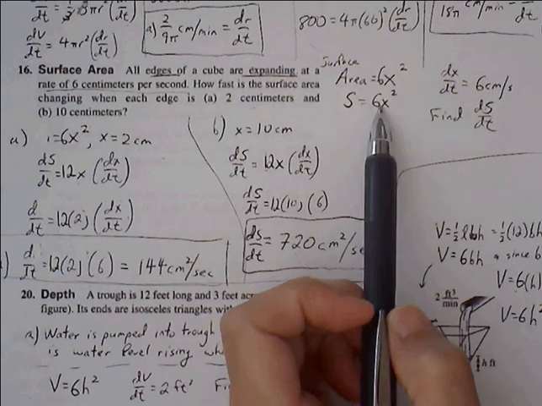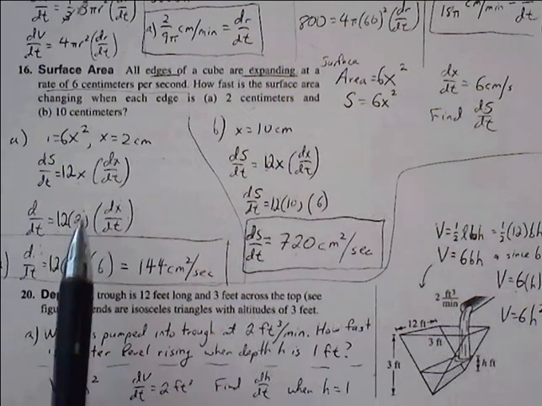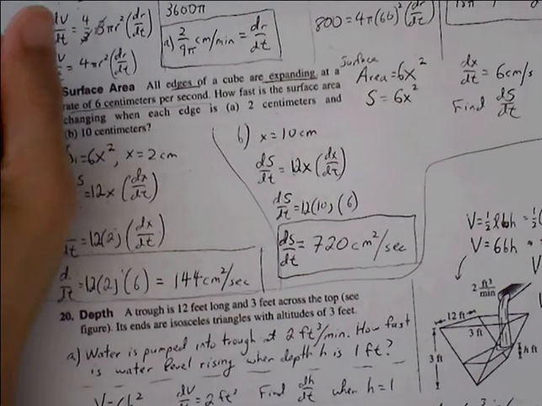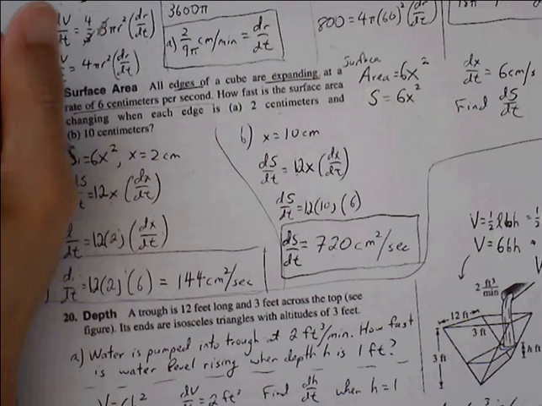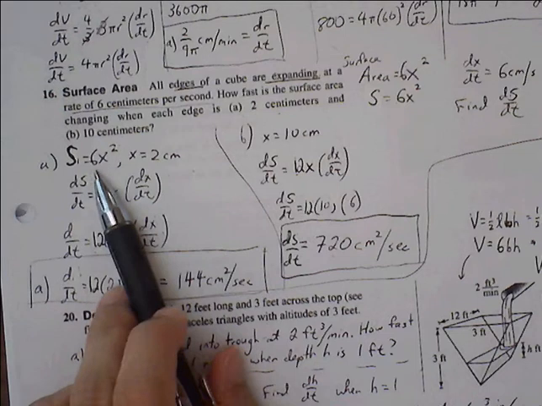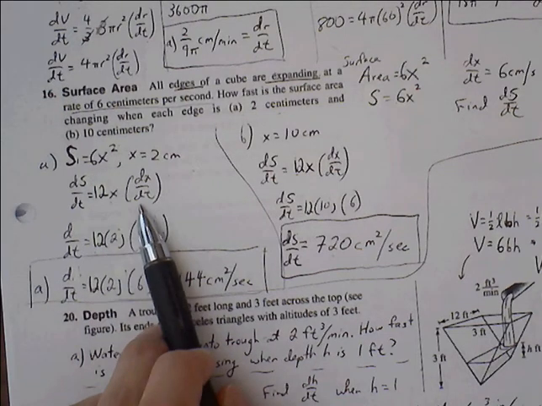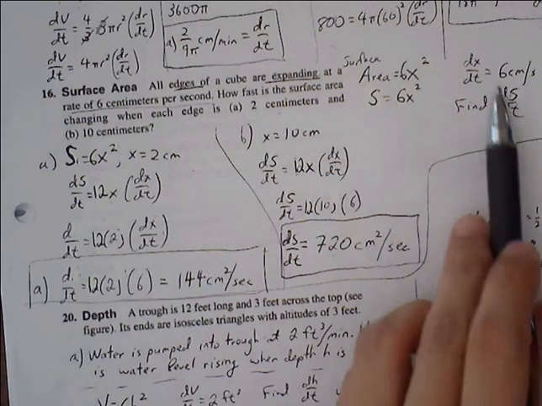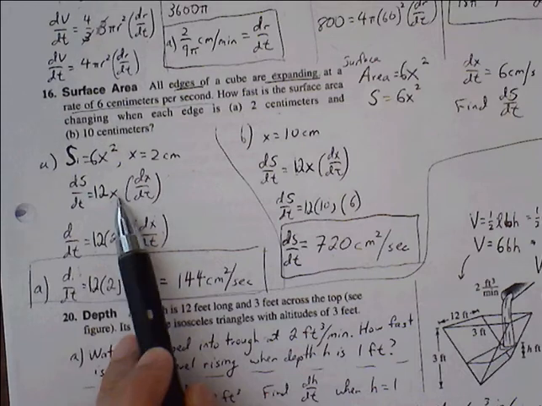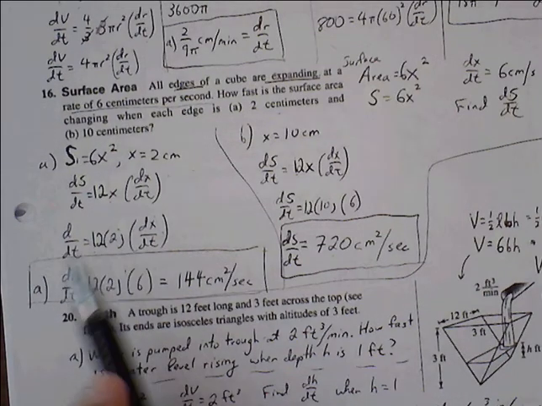We have S representing the surface area, S equals 6x squared. We find the derivative with respect to time. So S becomes dS/dt. 6x squared becomes 12x dx/dt. So we can go ahead and make our substitutions. We know dx/dt is positive 6. We know x is 2, so we can just solve for dS/dt.